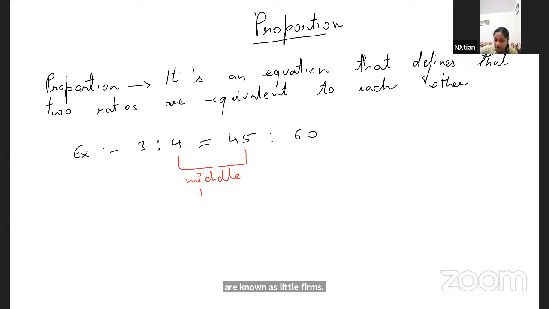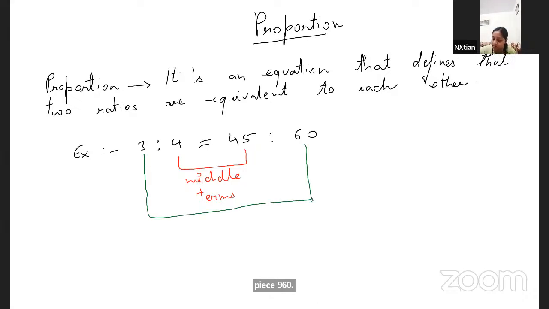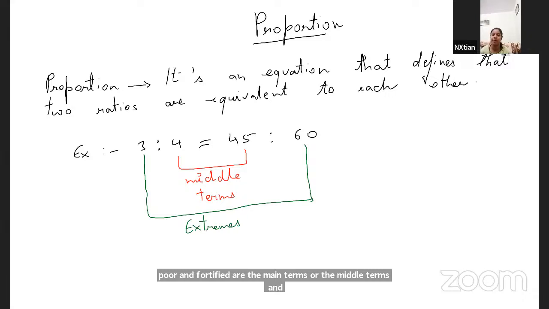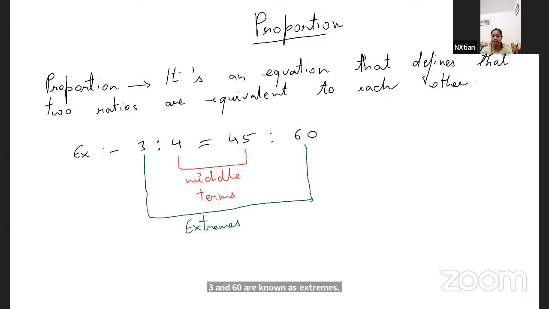Middle terms, okay. And the two outer terms, 3 and 60, are known as extremes. Ma'am, can we also say that 4 and 45 are the means? Yes, 4 and 45 are the mean terms or the middle terms, and 3 and 60 are known as extremes.